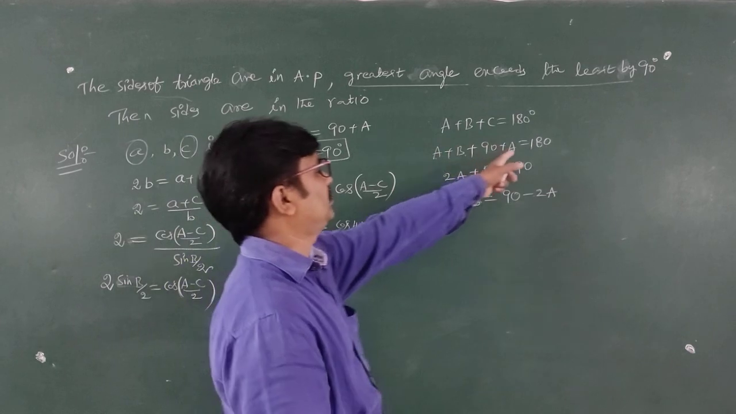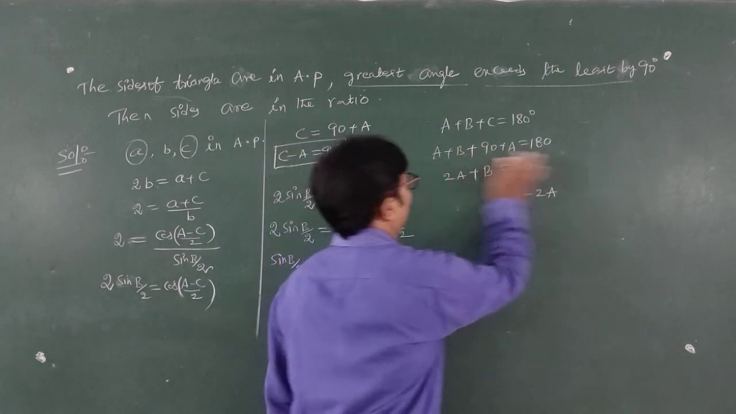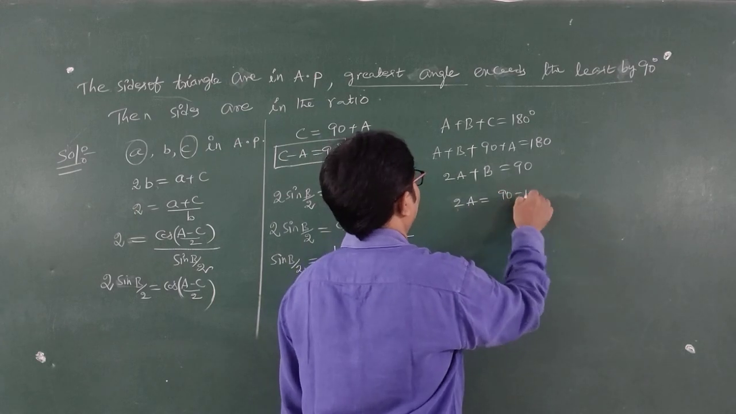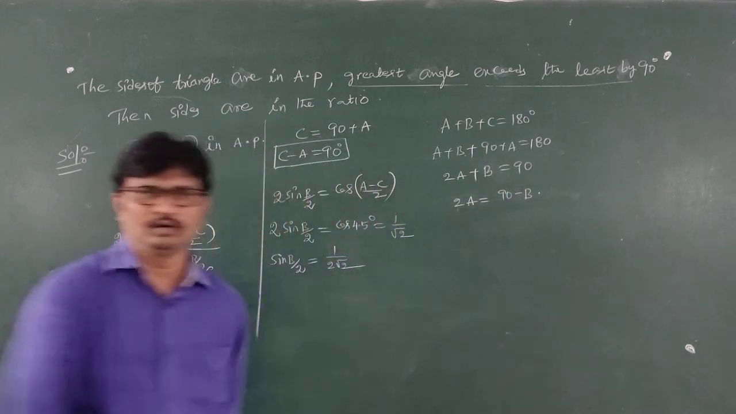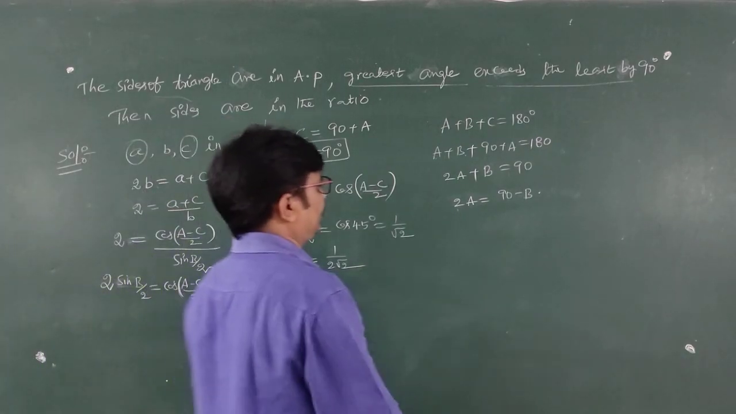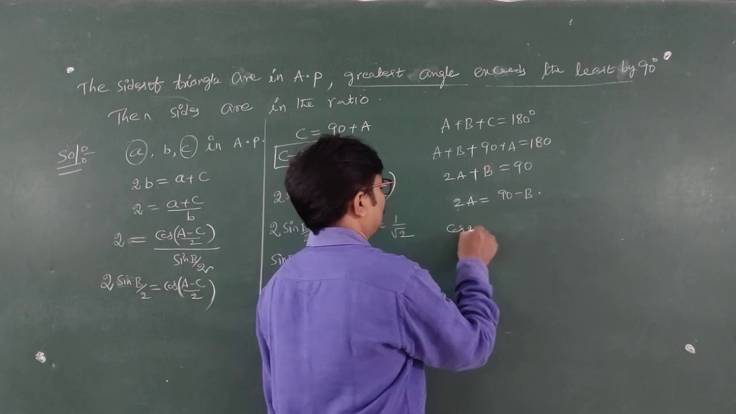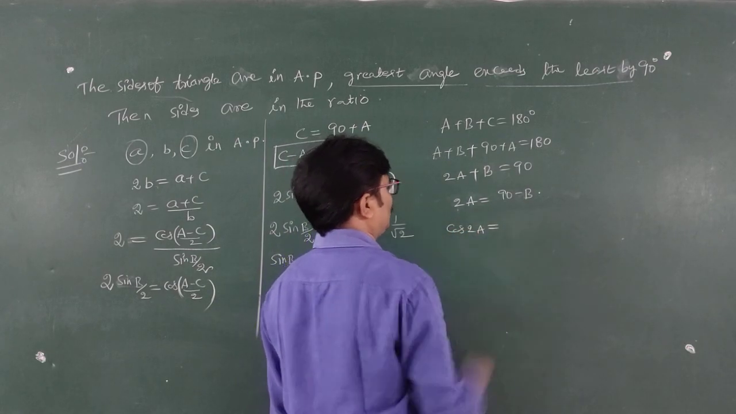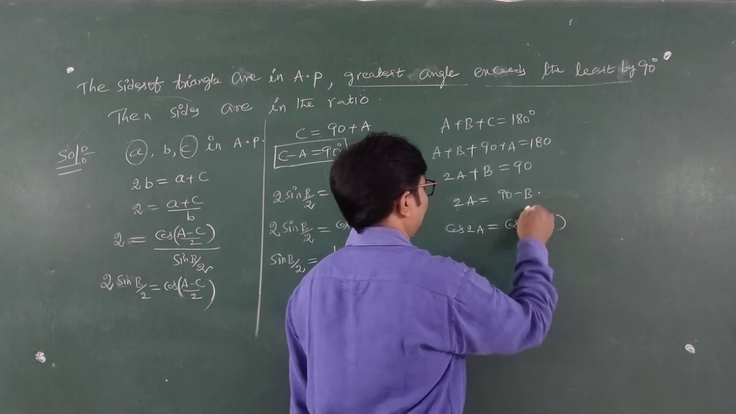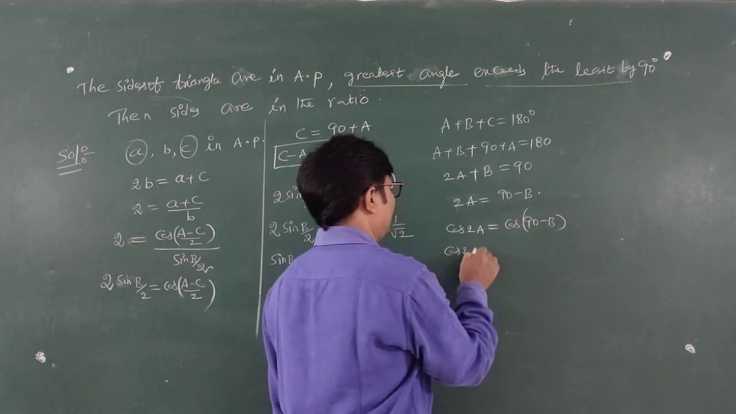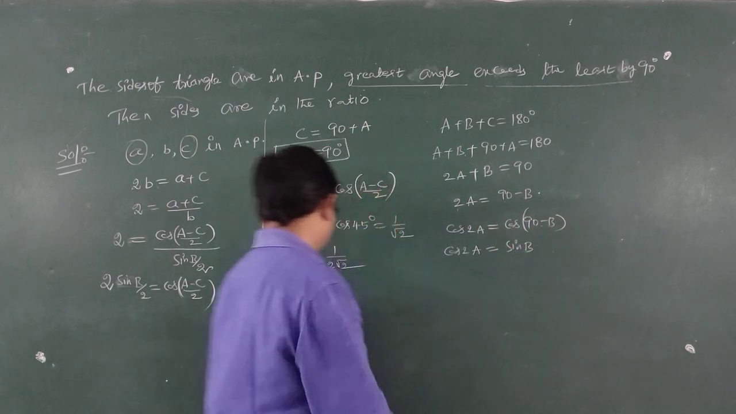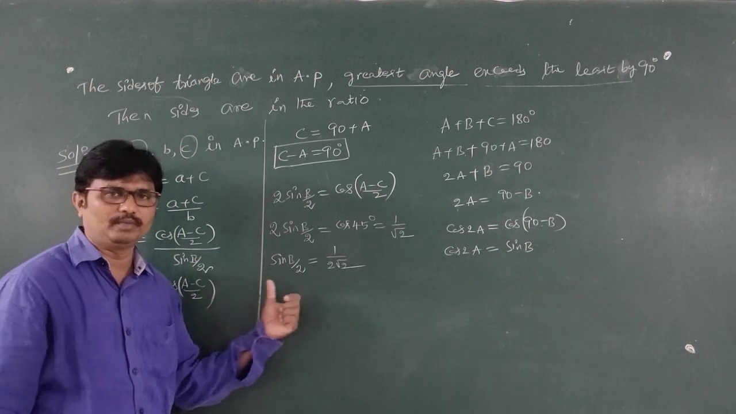So A plus A is 2A, dear students. We take 2A equal to 90 minus B. Now, taking cos on both sides, cos 2A equals cos of 90 minus B, and cos of 90 minus B is sin B. So right now we got cos 2A equals sin B by 2.